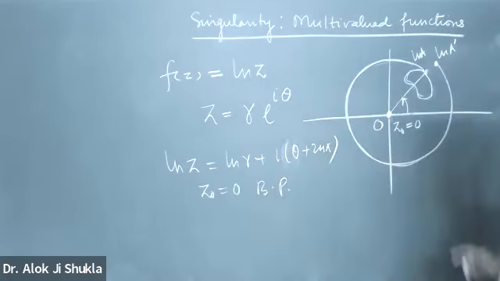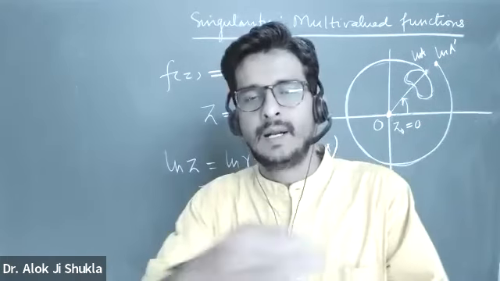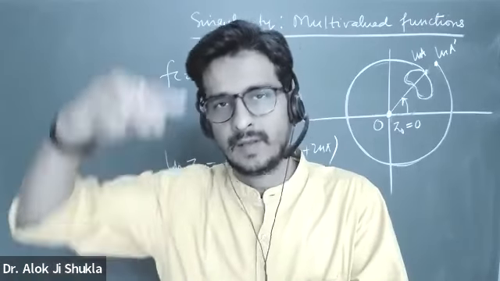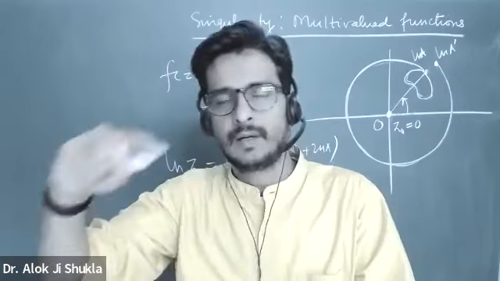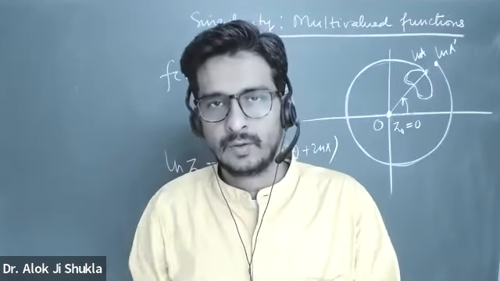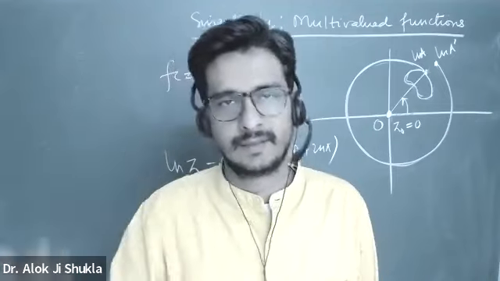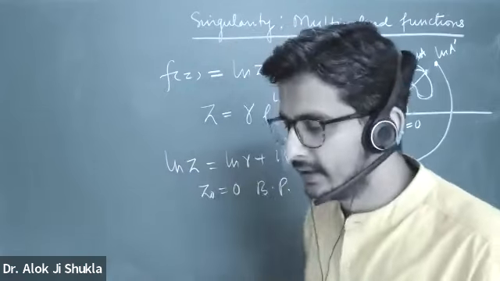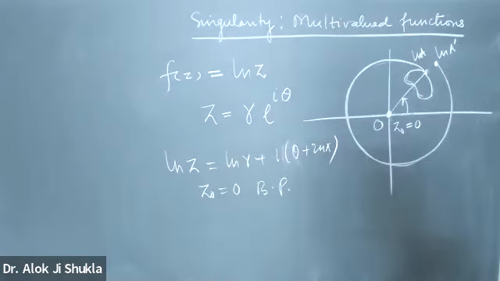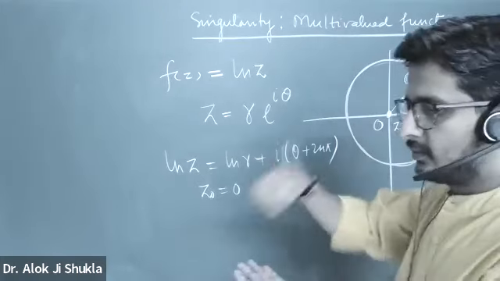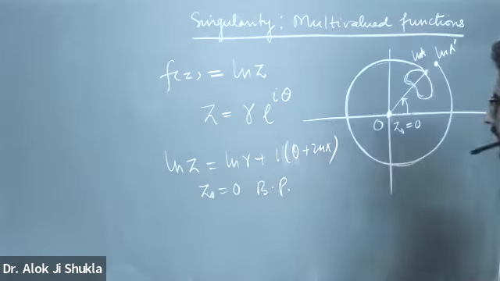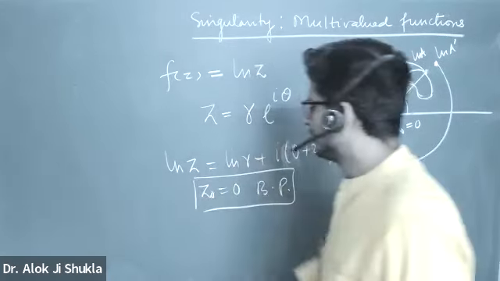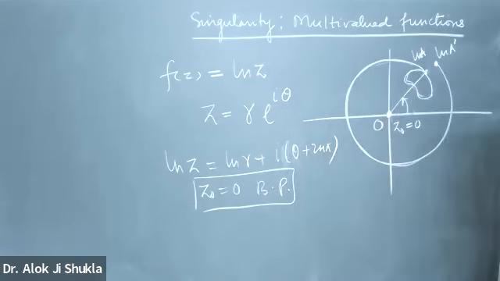Okay, so it is just like moving in a multi-level parking. You take one turn and then you are just above that point. You take another turn, you are at another point. So you are at different planes as you take one turn, and those different planes I will call different sheets, different Riemann sheets. So from one principal sheet, you move to another sheet by taking the revolution. So here z naught is equal to 0 is a branch point, because of which the function has become multi-valued.